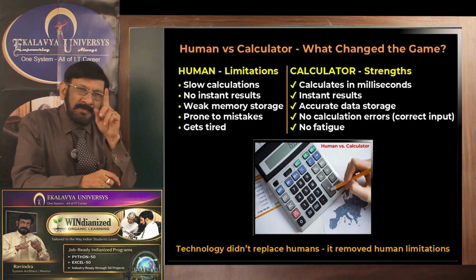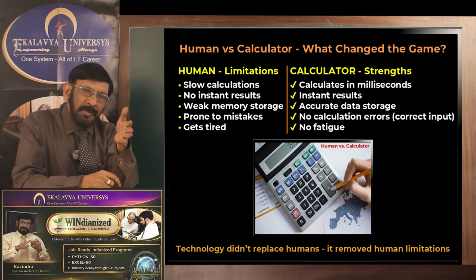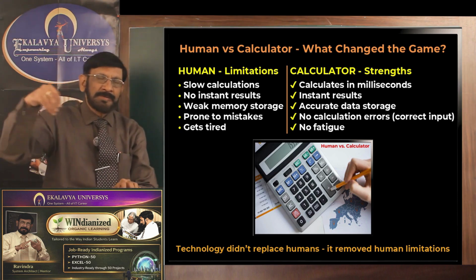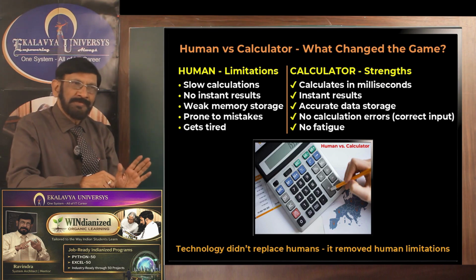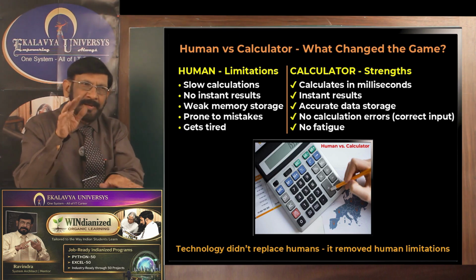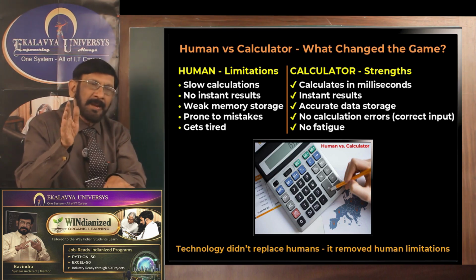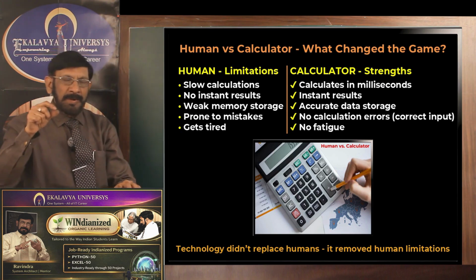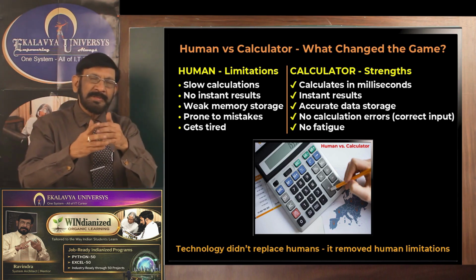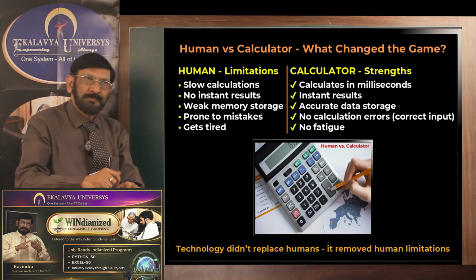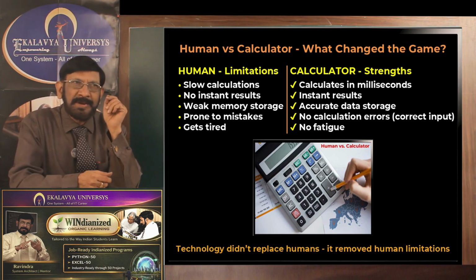Here, one fact you have to understand: who developed the calculator? A human, through his intelligence. Who incorporated mathematical rules and logic in the calculator? A human. So what you have to understand is that technology cannot replace human. But because of AI and other machines, human limitations can be overcome, accuracy can be improved, and productivity can be improved. That point you have to understand.